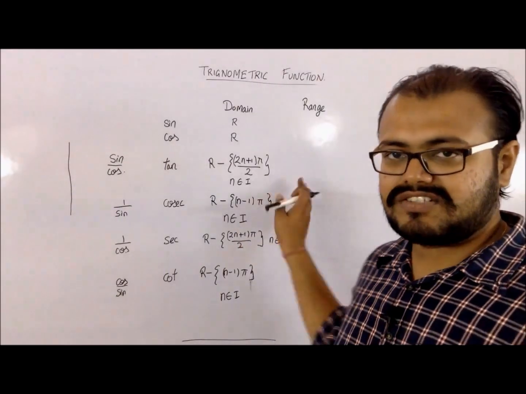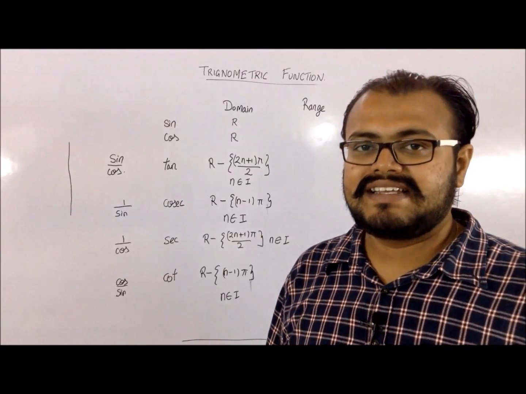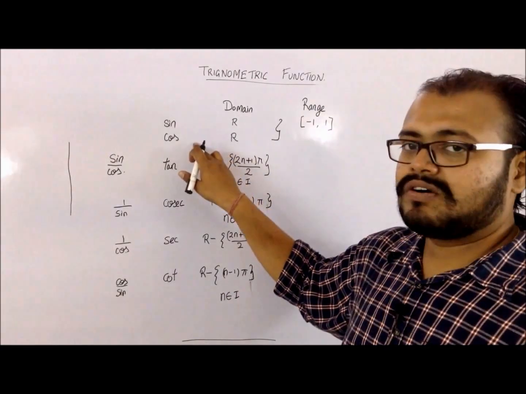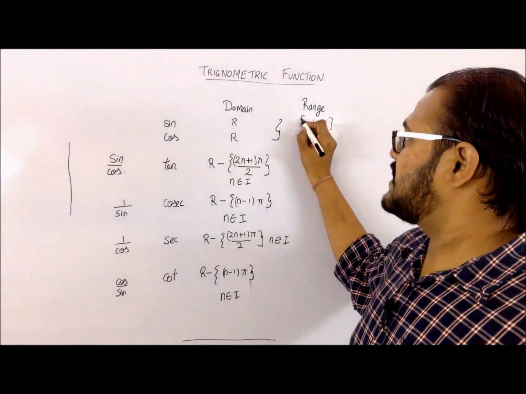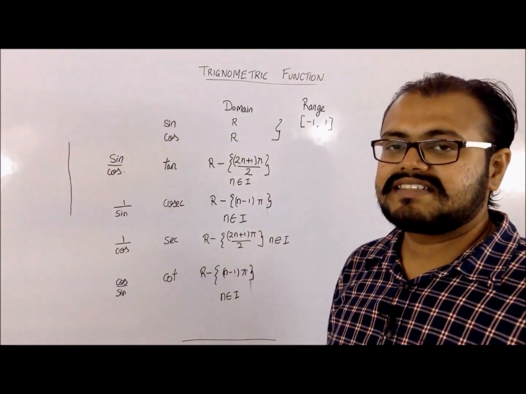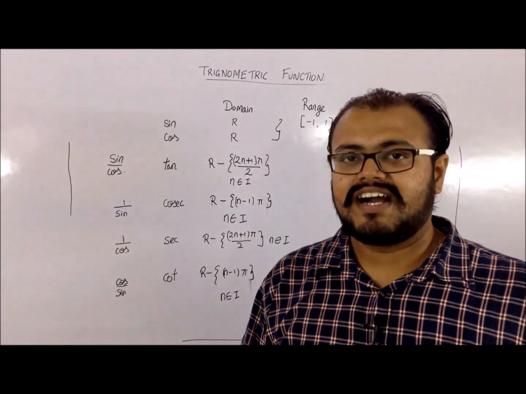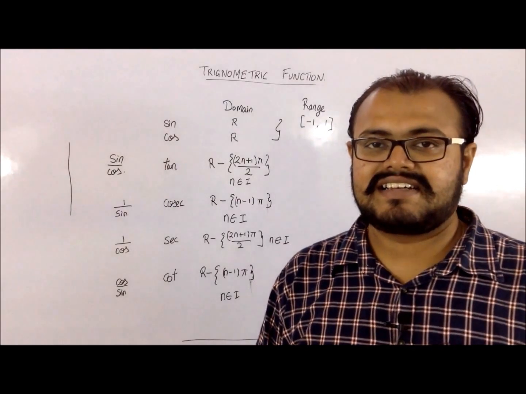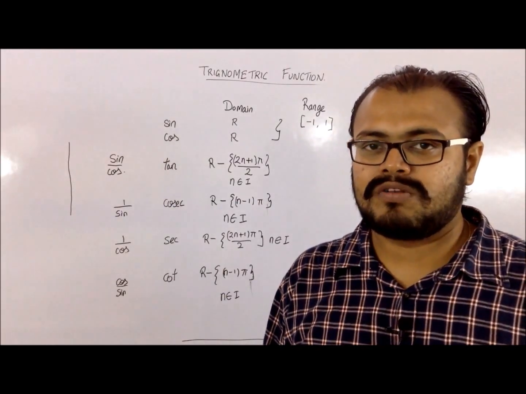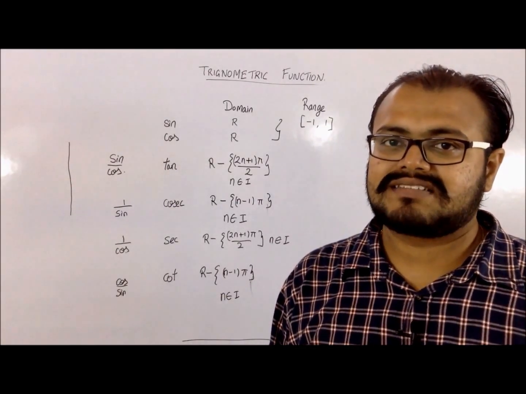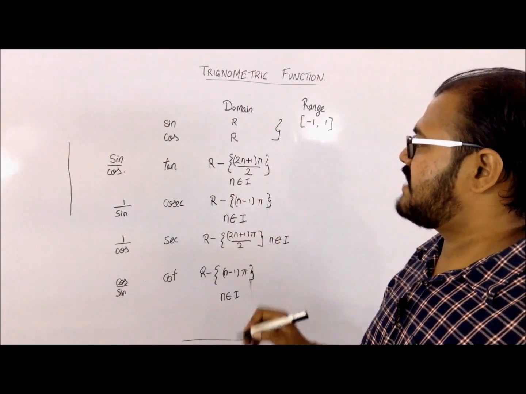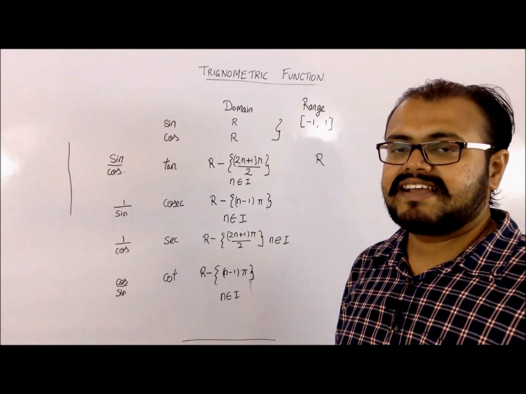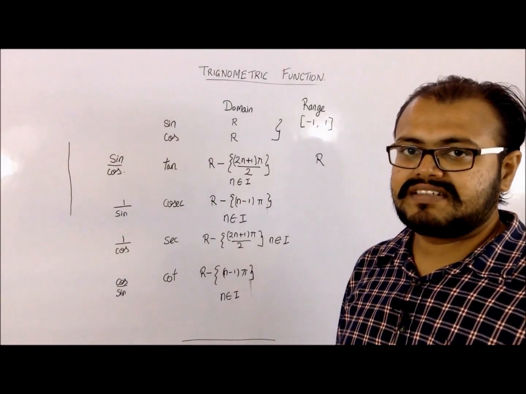Let us see the range of trigonometric functions. Range is nothing but the values which I obtain from that particular function. For sine and cos, the range is between -1 and 1. Since they are ratios of a side upon the hypotenuse, and the hypotenuse is the largest side in a right angle triangle, this ratio will always lie between -1 and 1. For tan theta, the values can be the whole set of real numbers. Tan theta can have any value from the real number system.